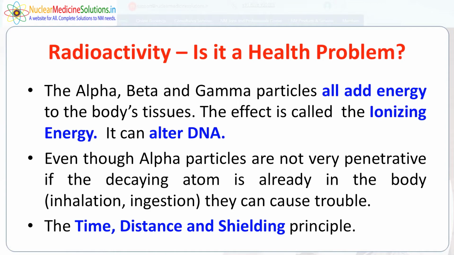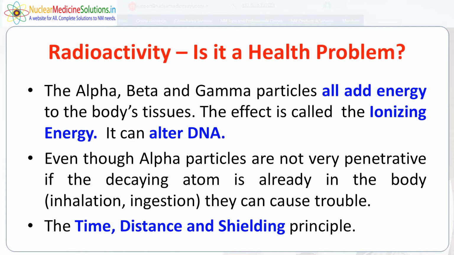It can alter DNA. Even though an alpha particle is not very penetrative, if the decaying atom is already in the body, like through inhalation, it can cause trouble. It means when the radioactive material is outside the body, it is a hazard. But when it goes inside the body, because of inhalation and ingestion, it is going to decay and it is going to harm. Alpha and beta are going to harm, but gamma may come out.